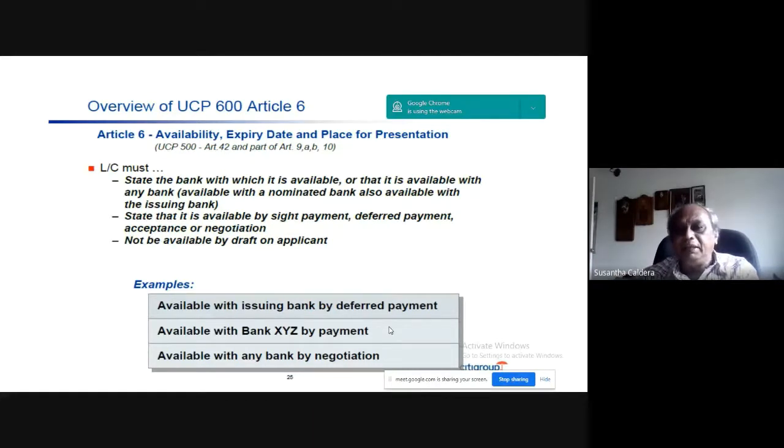It must not be available by draft on the applicant. For example, available with the issuing bank by deferred payment, or available with bank XYZ by payment, so they can do the payment now, or available with any bank by negotiation. So availability is like that.